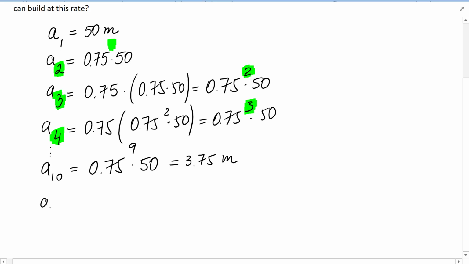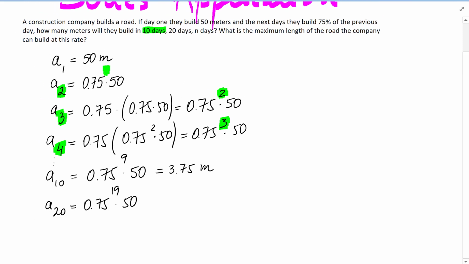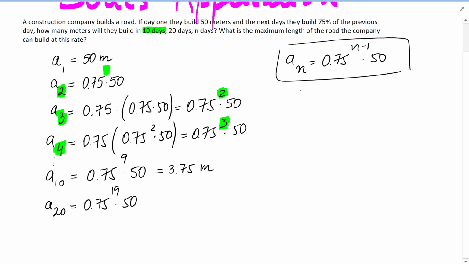Now if we want to find A sub 20, we'll go 0.75 to the 19th times 50, and we can compute that as well. Now in general, A sub n is going to be 0.75 to the n minus 1 times 50. And having this formula with A sub 1 equals 50, we can find A sub n for any value of n. So we can find any number of days.